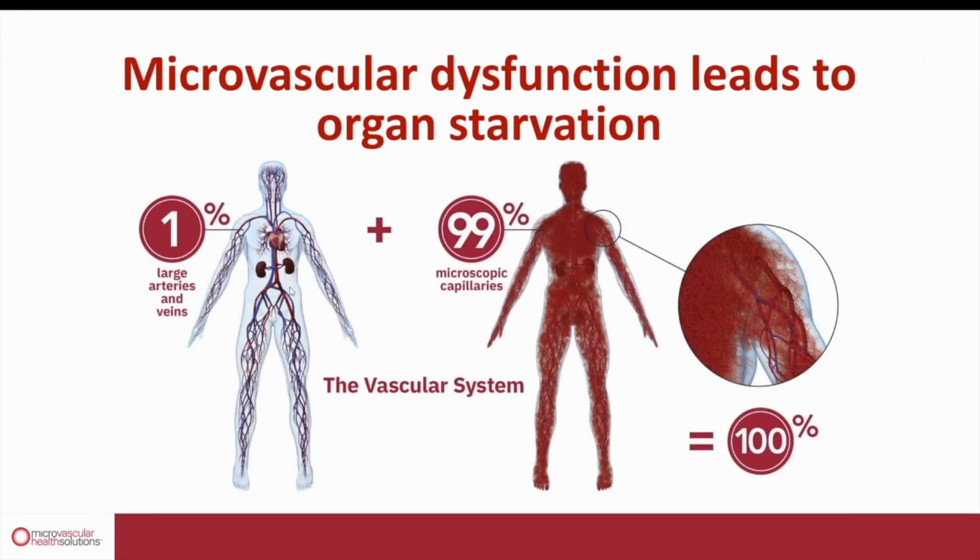Just to summarize the most important findings of that first presentation, we showed you that the vascular system is not only composed of the large vessels, the arteries, and the veins. 99% of your vascular system is actually the smallest vessels, the microscopic capillaries that you only see when you use big microscopes and see the individual red blood cells flowing through these capillaries.